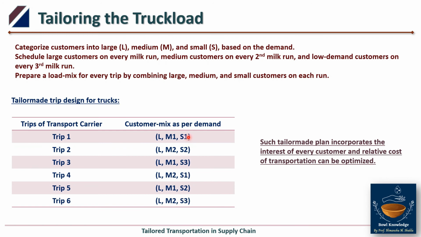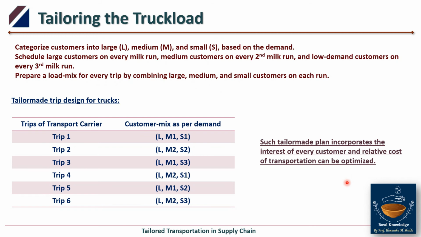ओके, सो यू कैन सी S1, S1 को आज प्रोडक्ट मिला, फिर 2 दिन बाद फिर से S1 को मिलेगा, S2 को मिला, फिर 2 दिन बाद S2 को मिलेगा, S3 को मिला, फिर 2 दिन बाद S3 को मिलेगा. So in this way, we have prepared a load mix for every trip by combining the large, medium, and small customer. So such tailor-made plan incorporates the interest of every customer with optimized cost of transportation.